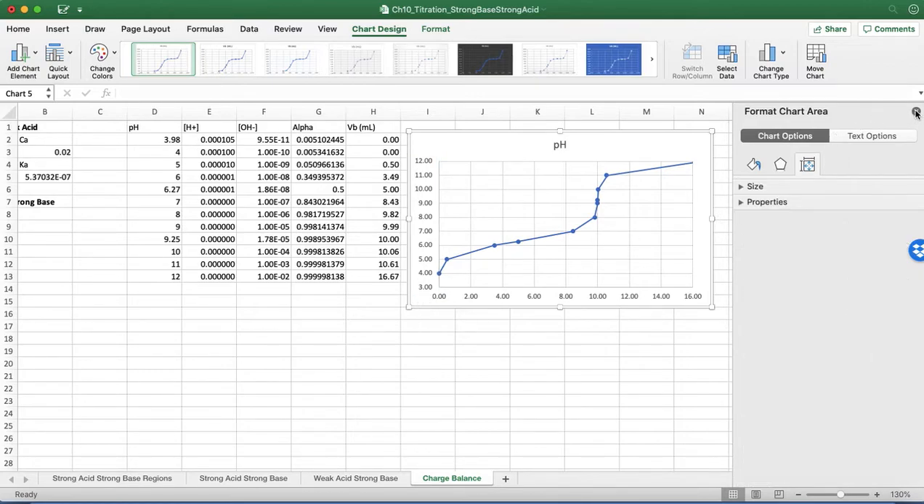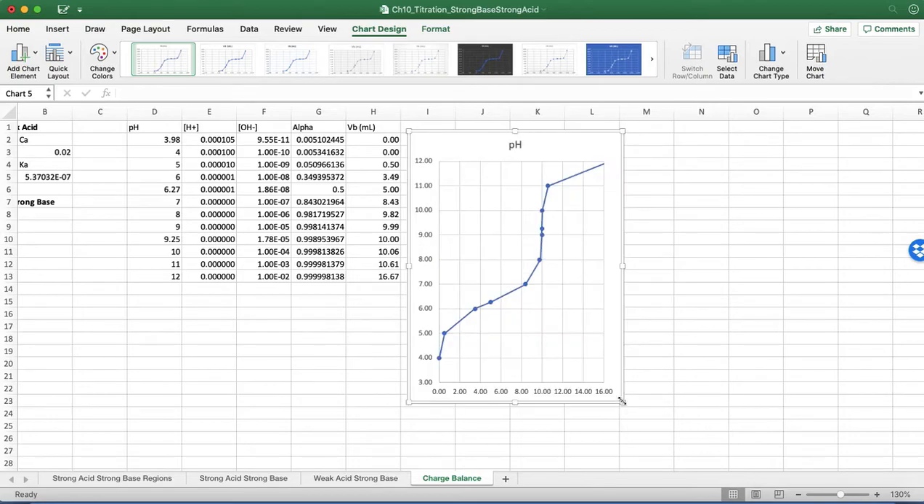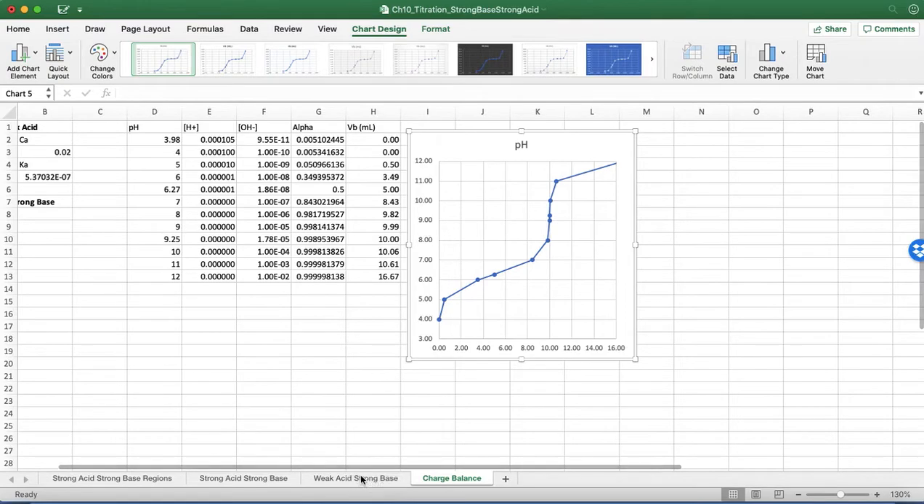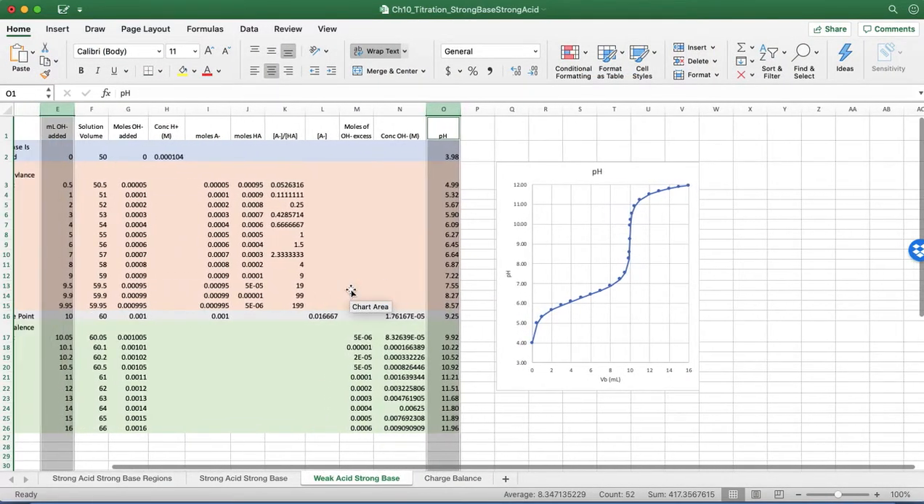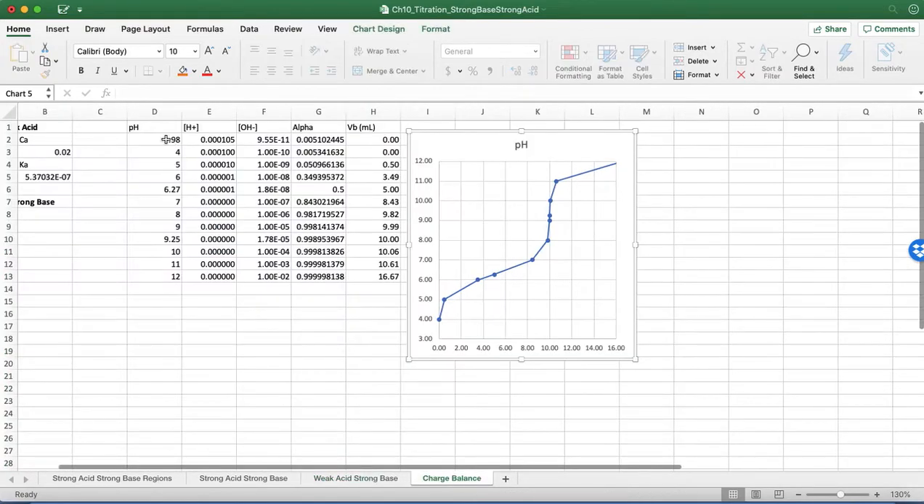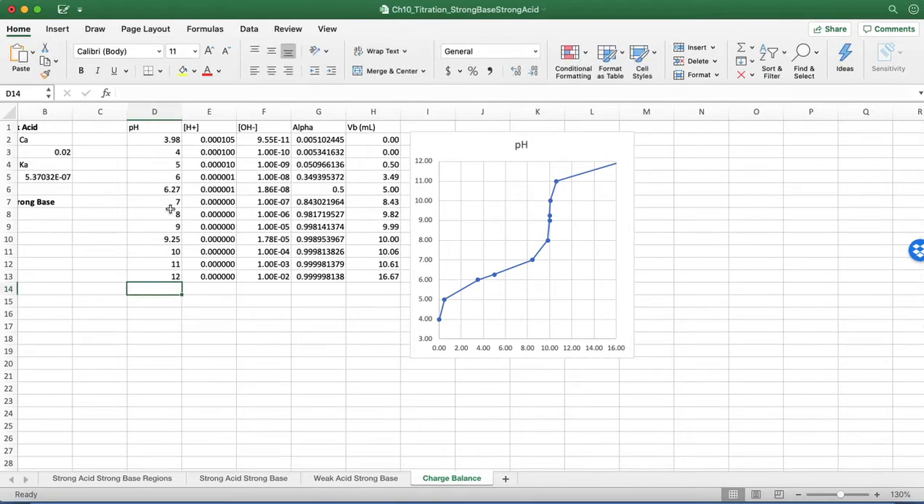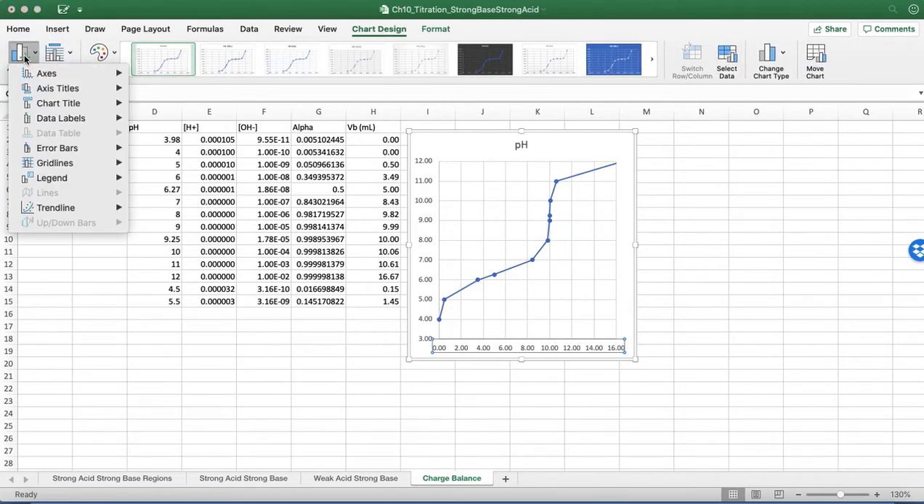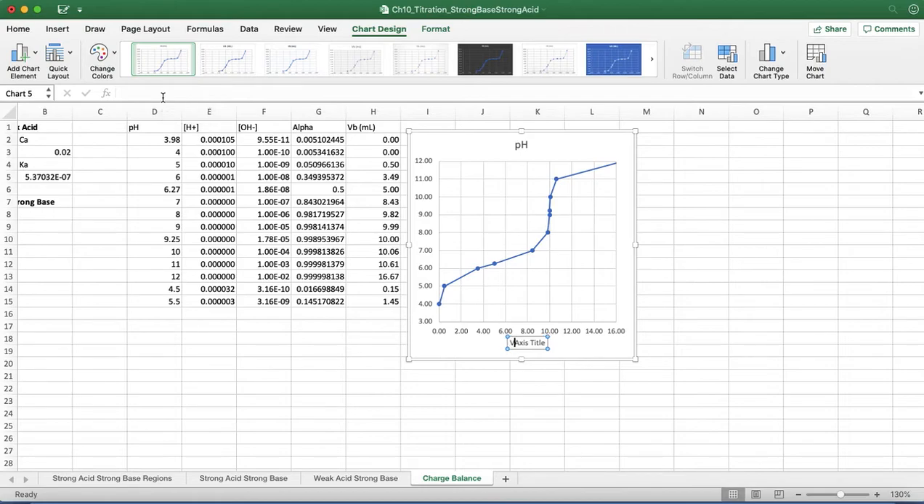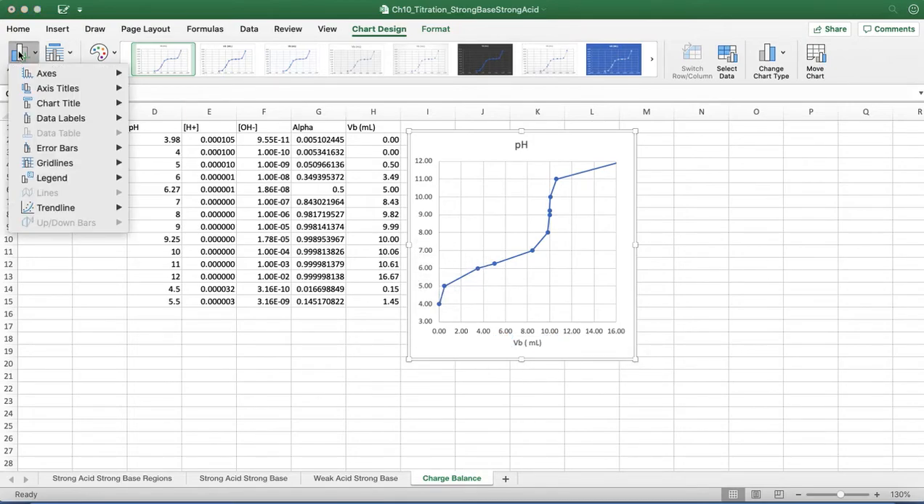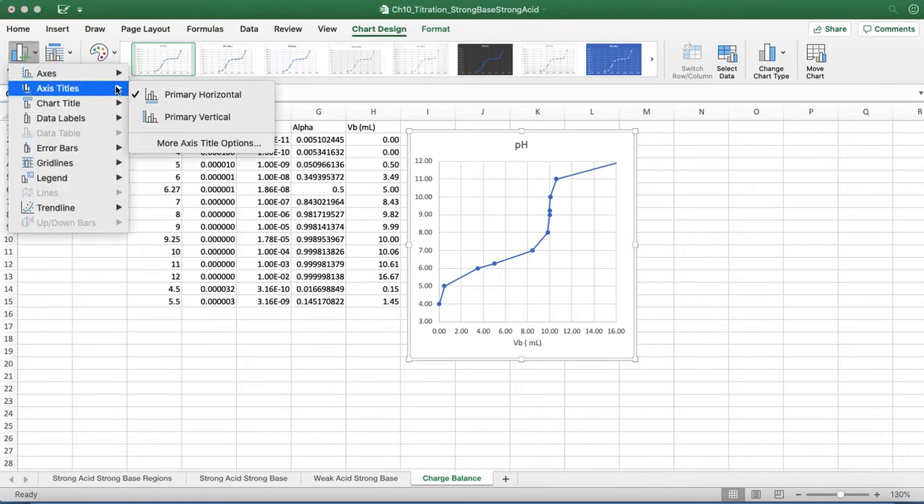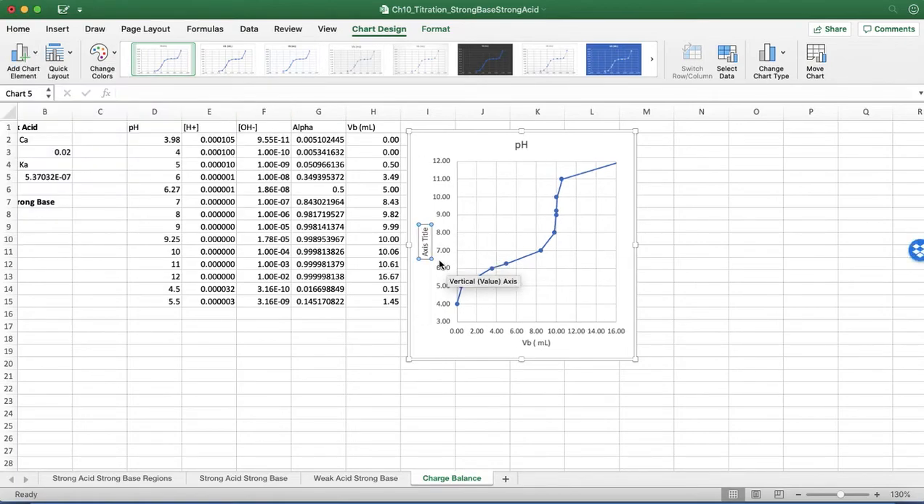Okay. And it is indeed the same. We don't have quite as much precision as the one I have here, but we can always add more if we wanted to, like interpolate between the points. Oh, I should put a title here. Again, chart, add chart element under chart design. This would be pH. And there it is.